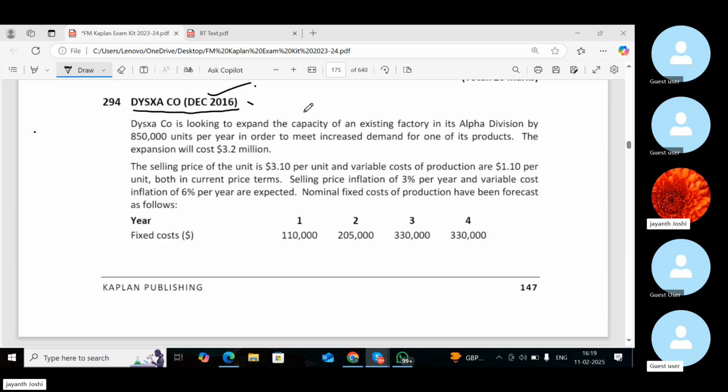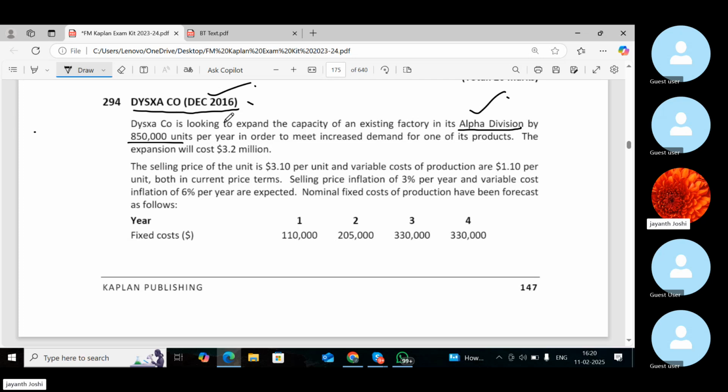Dysxa company is looking to expand the capacity of an existing factory in its alpha division. So they have a division and they want to expand the capacity of their existing factory in this division. How are they going to do that? They want to increase the production capacity by 8,50,000 units per year.